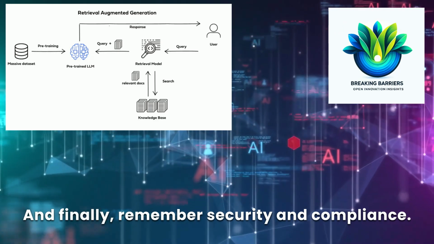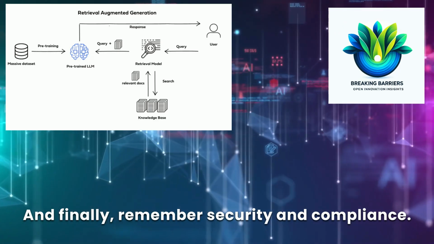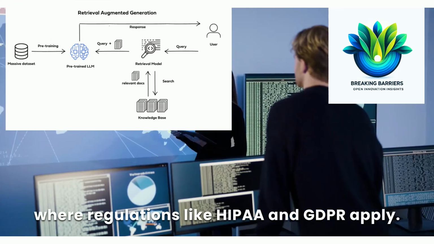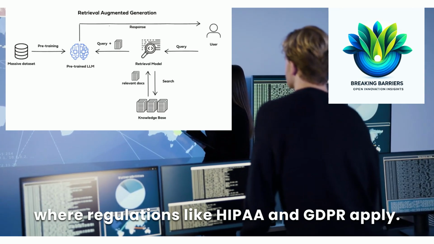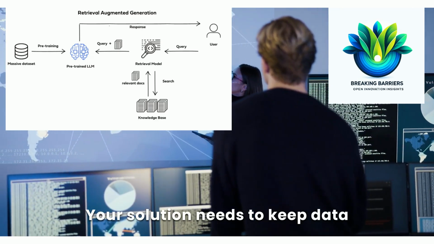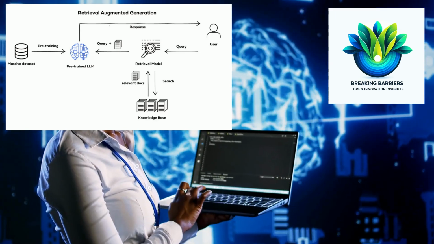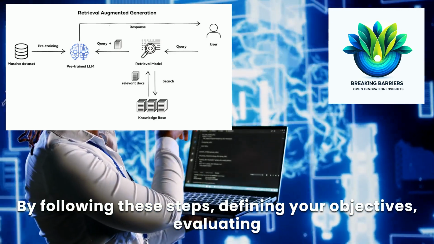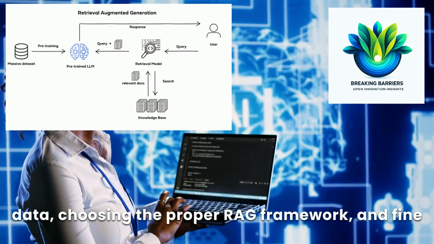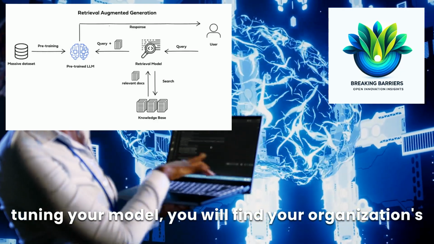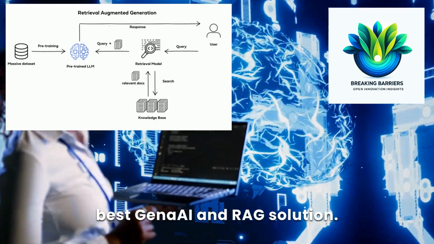And finally, remember security and compliance. This is especially important in healthcare and finance, where regulations like HIPAA and GDPR apply. Your solution needs to keep data secure and comply with these standards. By following these steps, defining your objectives, evaluating data, choosing the proper RAG framework, and fine-tuning your model, you will find your organization's best GenAI and RAG solution.